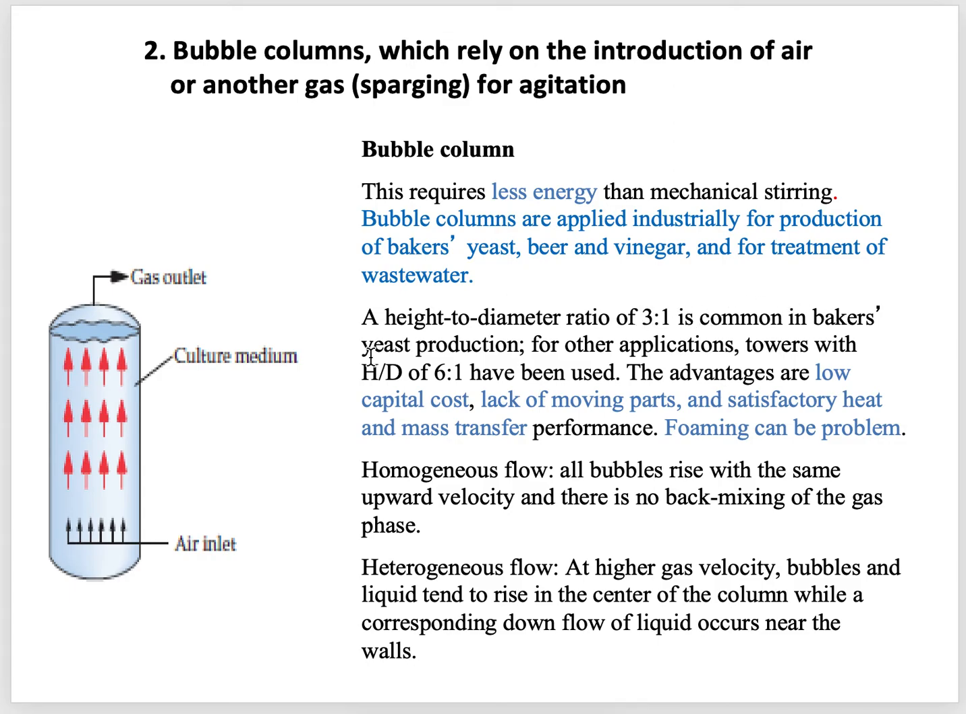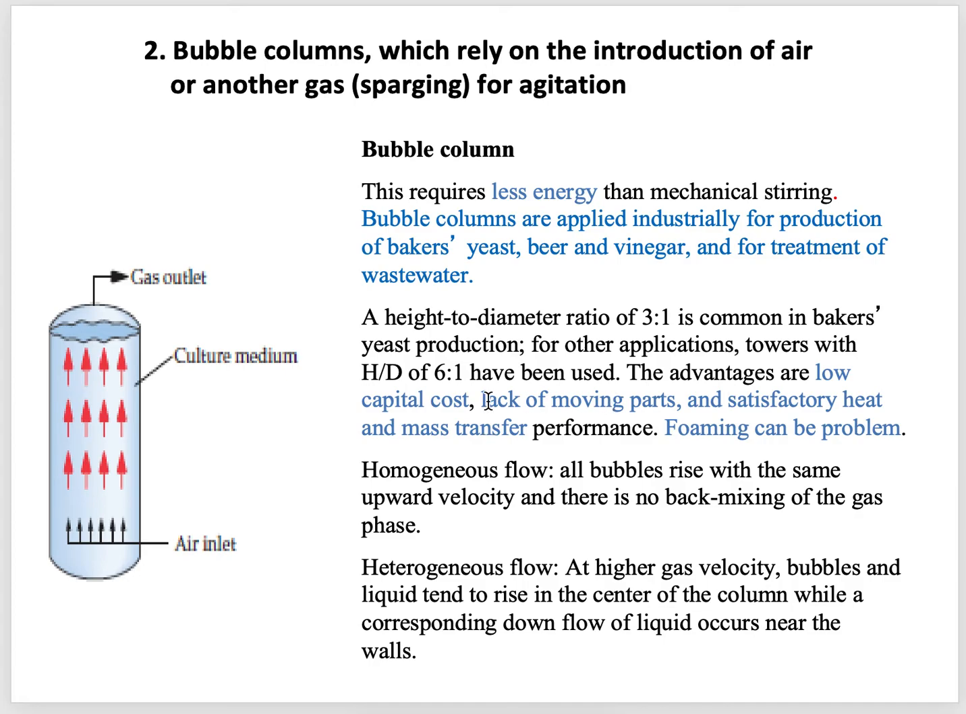In case of bubble column bioreactors, the aspect ratio is usually 3:1 for baker's yeast production. For other applications, an aspect ratio of 6:1 is usually used. Some advantages of bubble column bioreactors are low capital cost, lack of moving parts, which means maintenance is easier, and satisfactory heat and mass transfer performance.